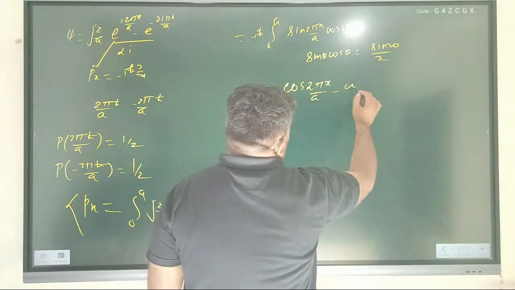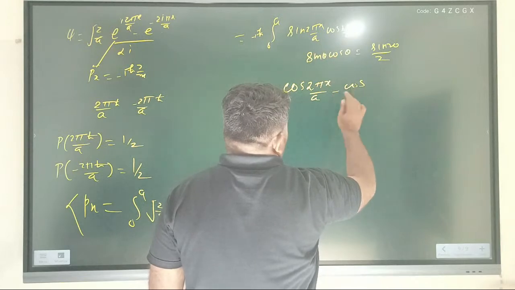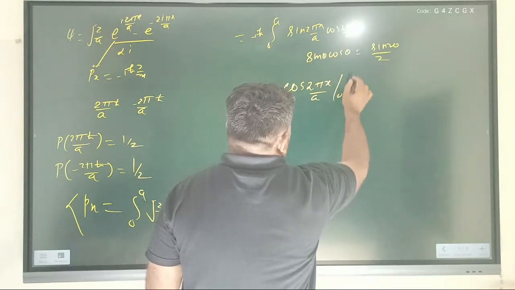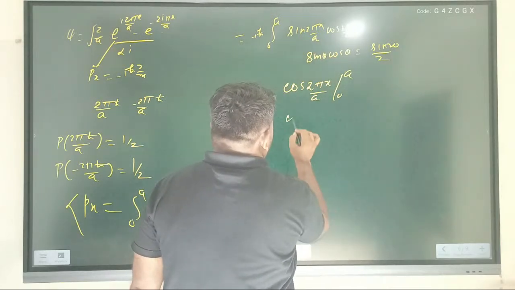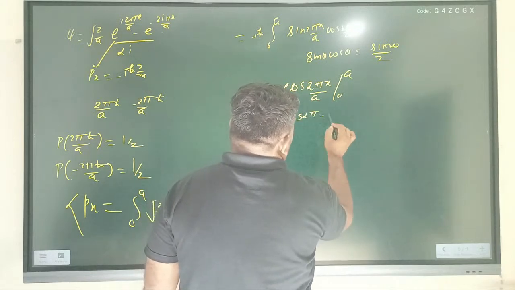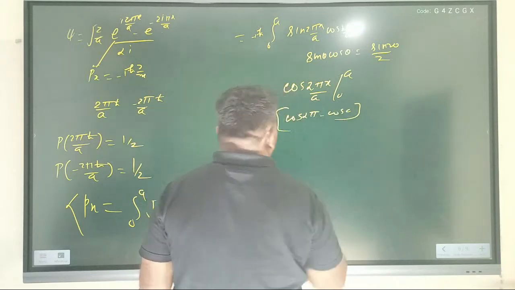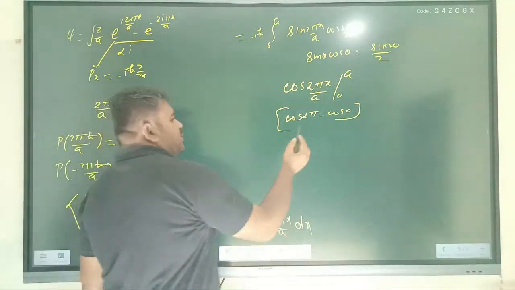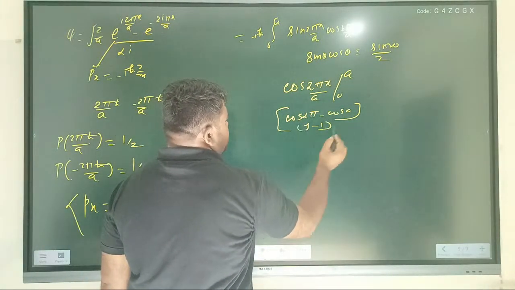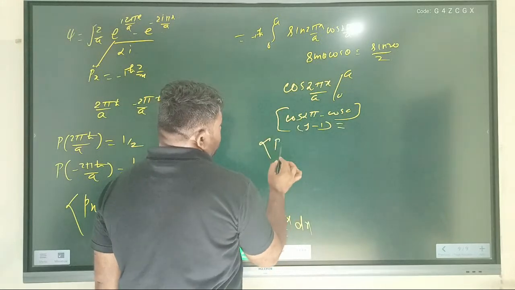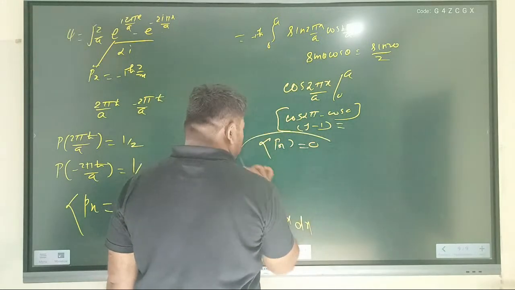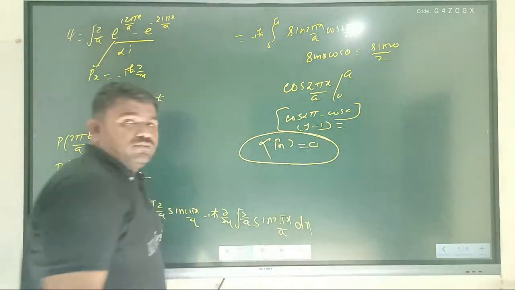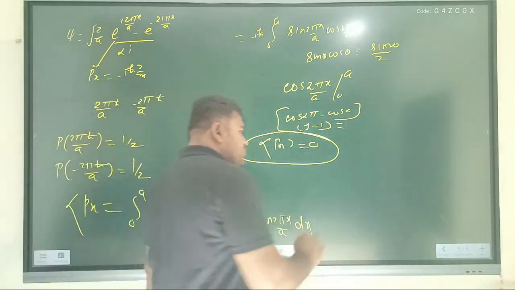Higher limit minus cos, lower limit put करिए, limit 0 to a. Okay, so higher limit cos 2 pi minus cos 0. Cos 2 pi plus 1, cos 0 plus 1, plus 1 get cancel, 1 minus 1 get cancel. Means expectation of px is equal to how much? 0.